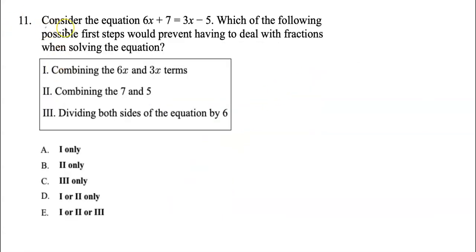Question 11. Consider the equation 6x plus 7 equals 3x minus 5. Which of the following possible first steps would prevent having to deal with fractions when solving the equation? So let's write this equation over here. 6x plus 7 equals 3x minus 5.